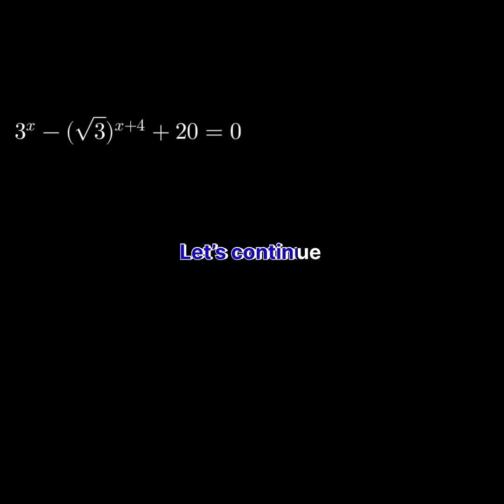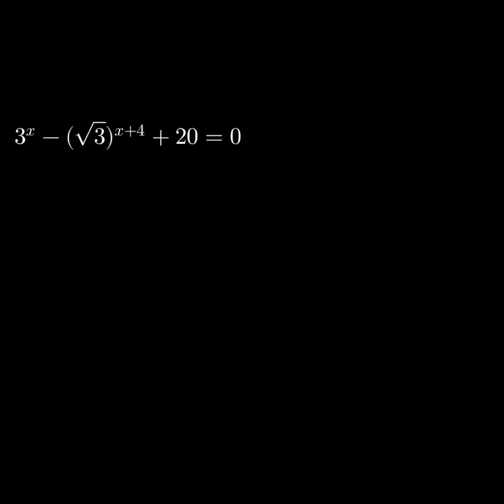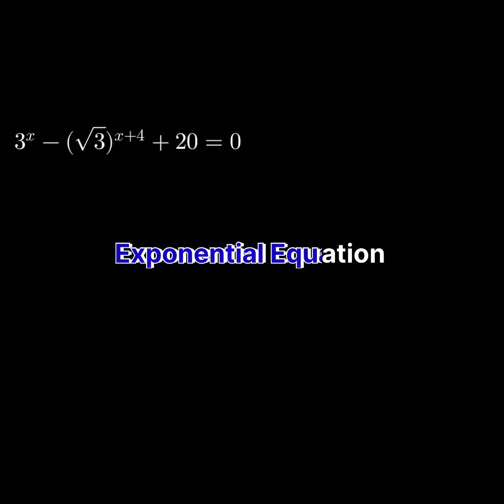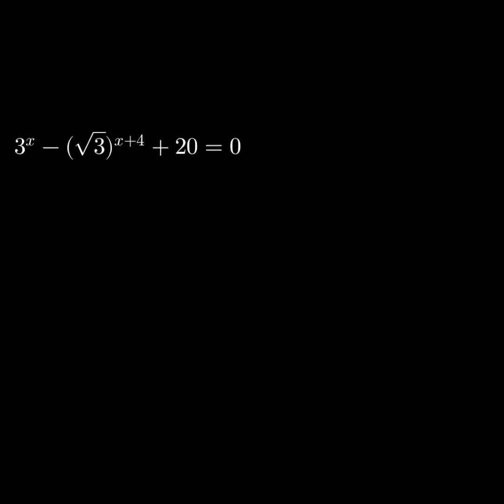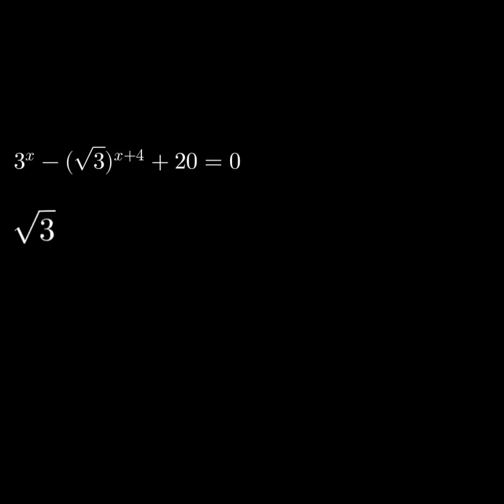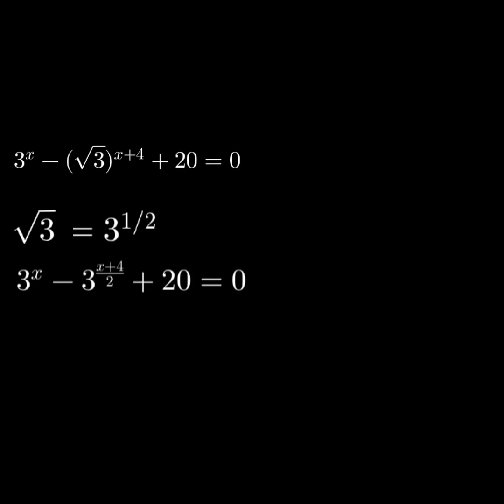Now let's continue. For us to be able to solve this, this is an exponential equation. Since it's an exponential equation, we're going to be applying the laws of indices to simplify it. According to the law of indices, root 3 is the same thing as 3 to the power of half. So in that case, we now have 3 to the power of x minus 3 to the power of (x plus 4) all divided by 2, plus 20 equals 0, because of the exponent.